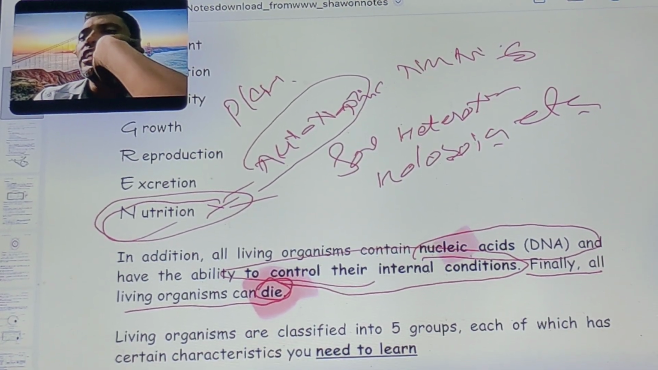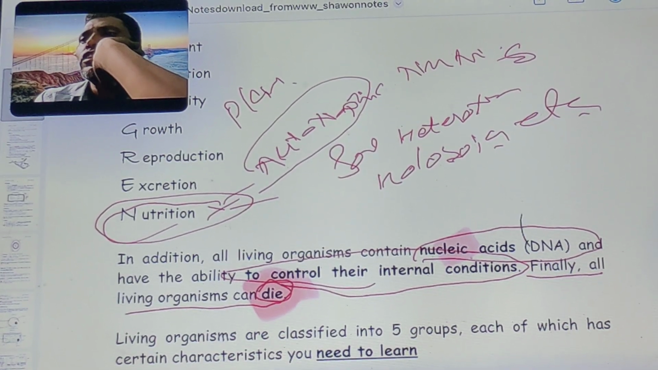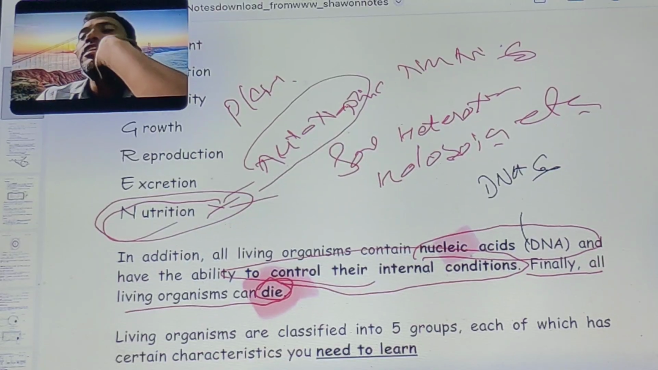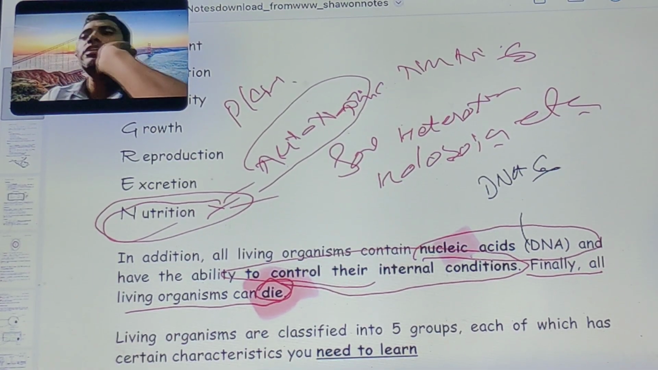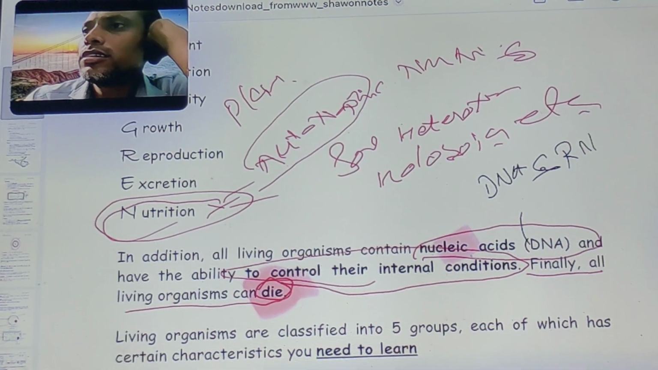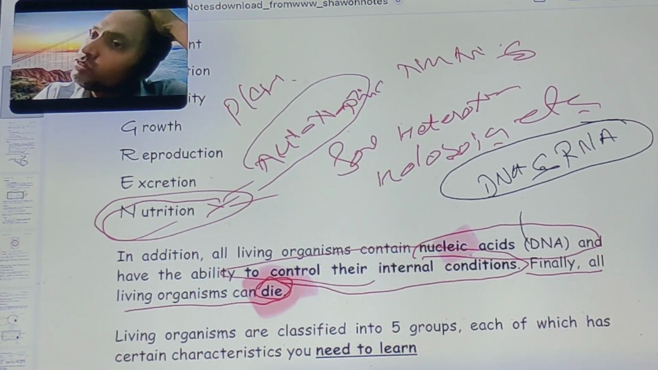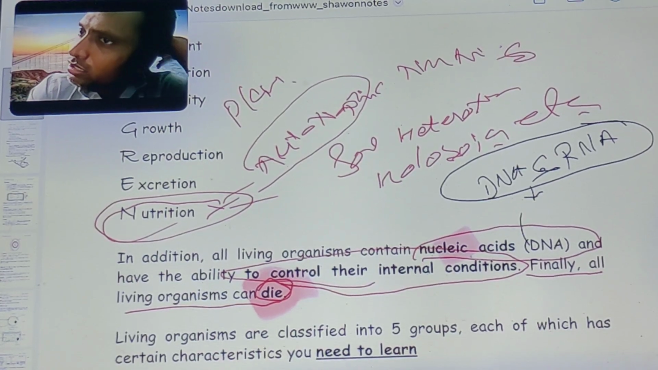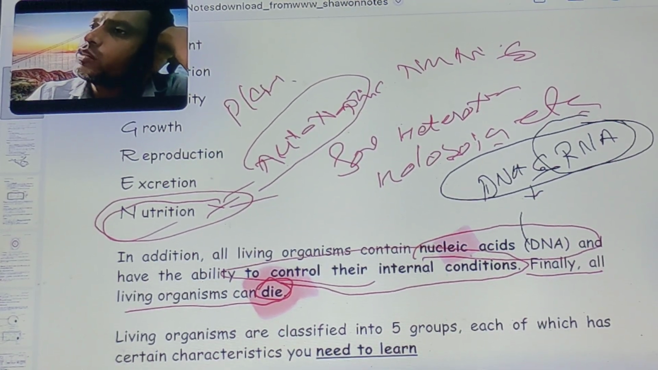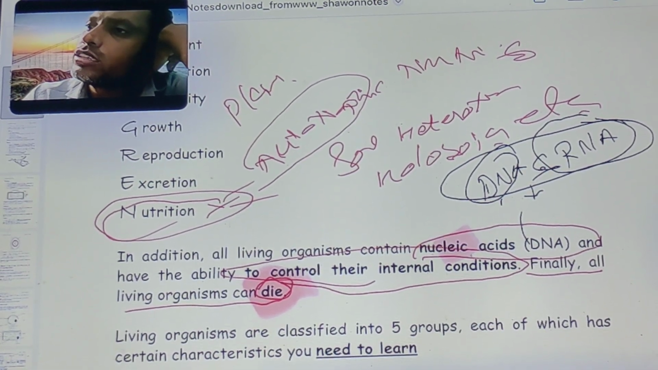How many types of nucleic acid are there? Two types: one is DNA and the other is RNA. DNA and RNA are nucleic acids. DNA is located in the nucleus only.